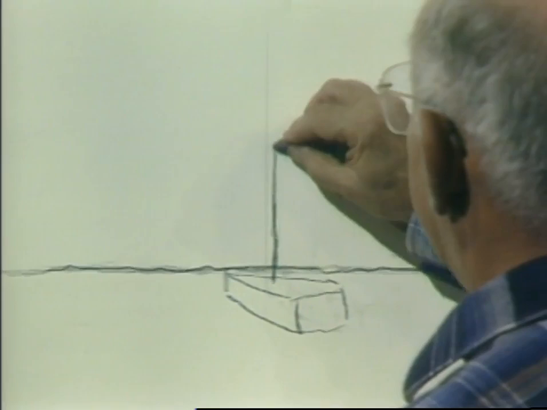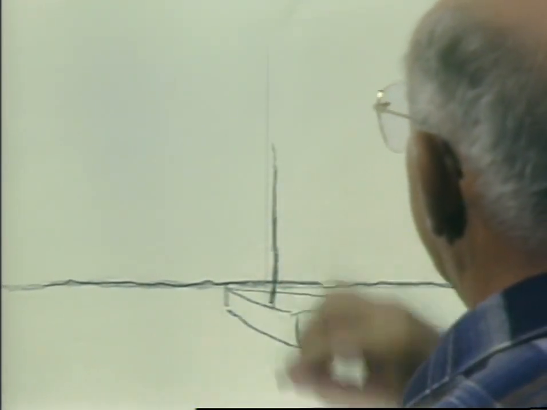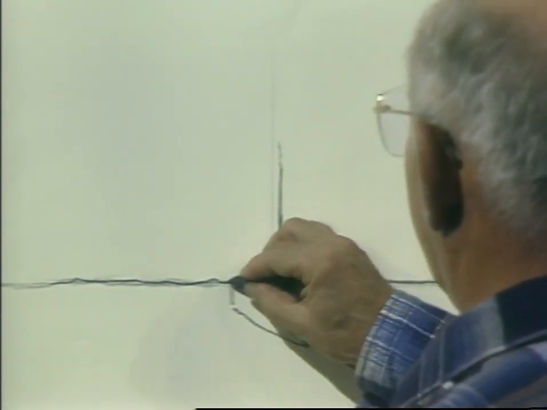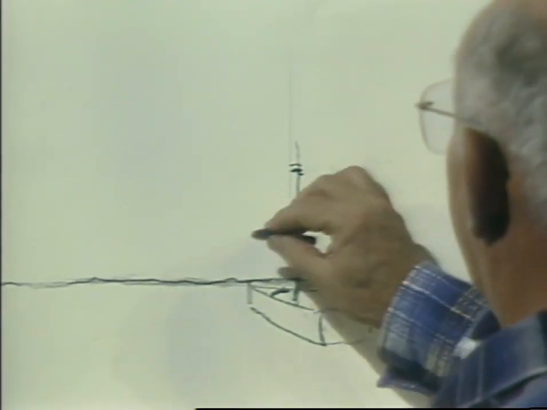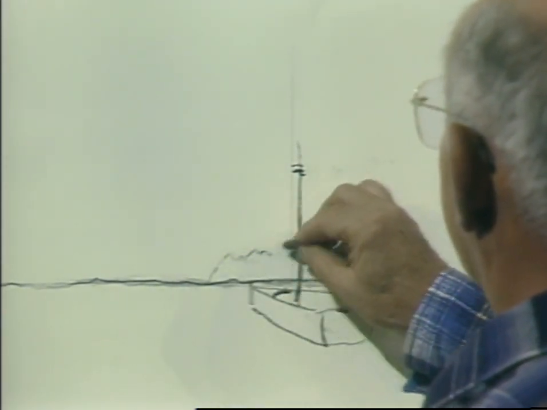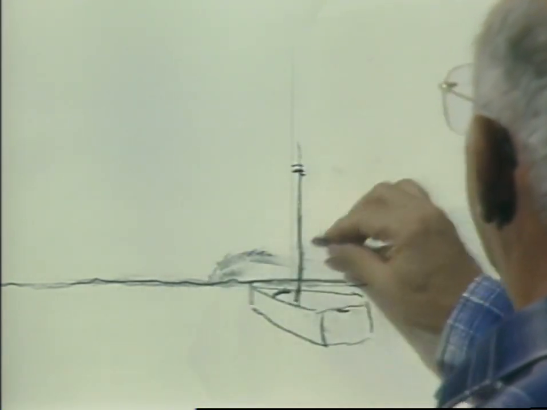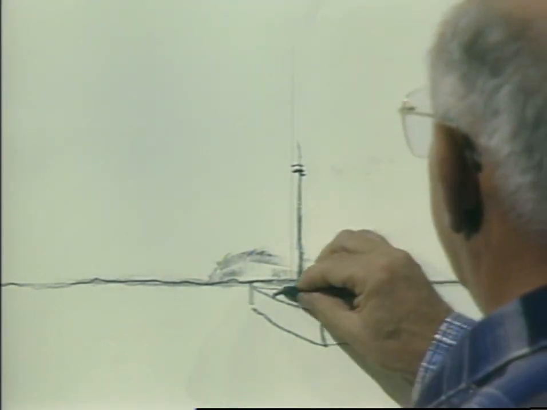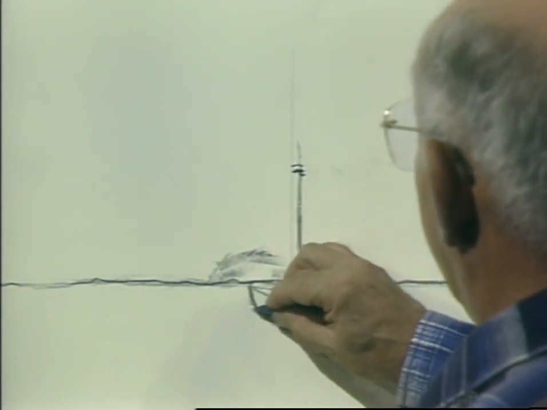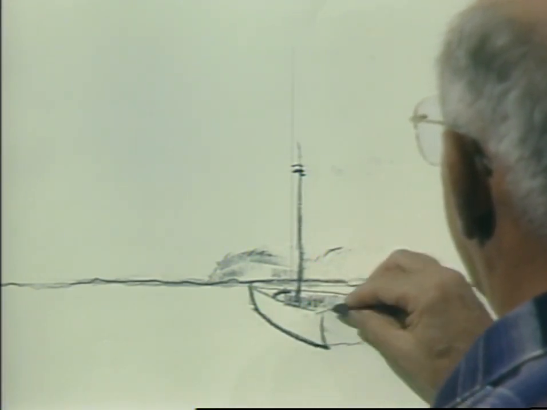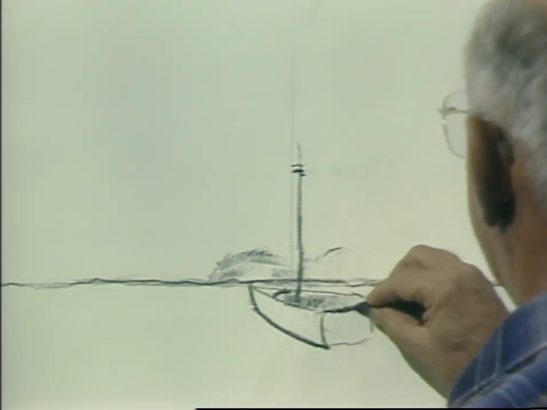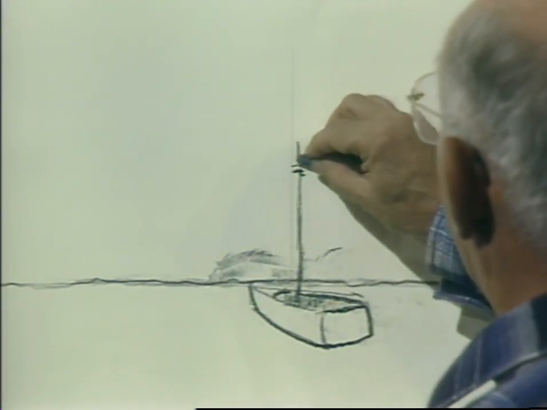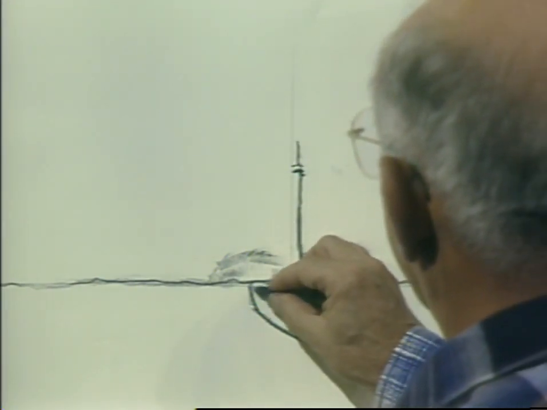Now, another line in another direction. And line here, and we can start adding tone or value. A shadow in the boat, and come along and improve it. So far we've used line, direction, shape, and tone. And they are developing into a picture.